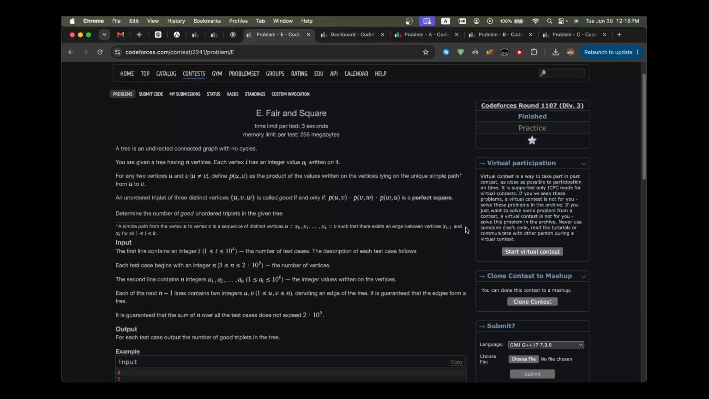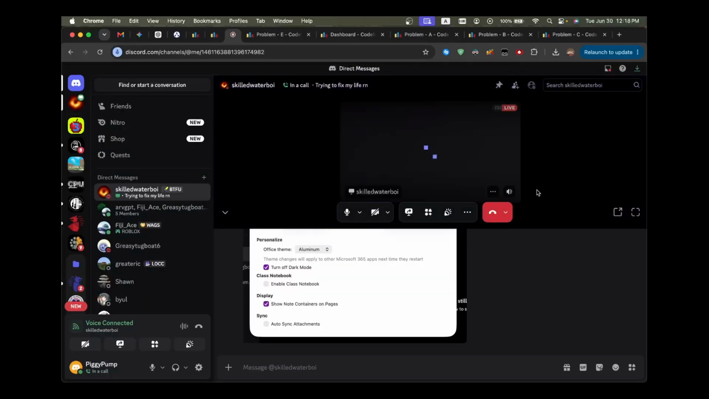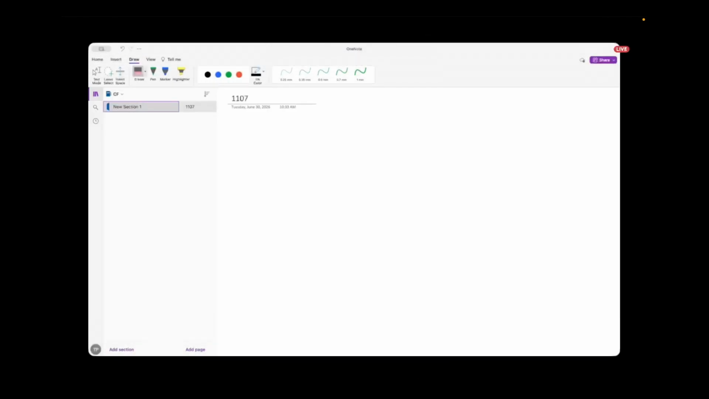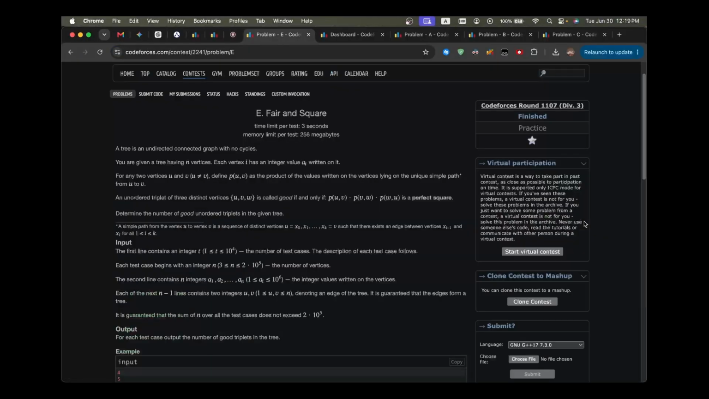Now we call a triple of three distinct vertices good if and only if the product of the values on the paths from all three pairs of nodes is a perfect square. Our goal is to determine the number of good unordered triplets in the given tree. It's unordered, so that's cool. Now let's think about how we want to do this problem.